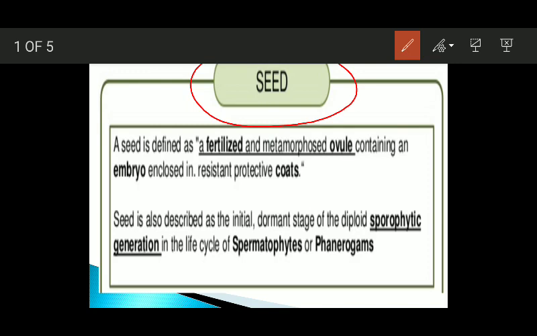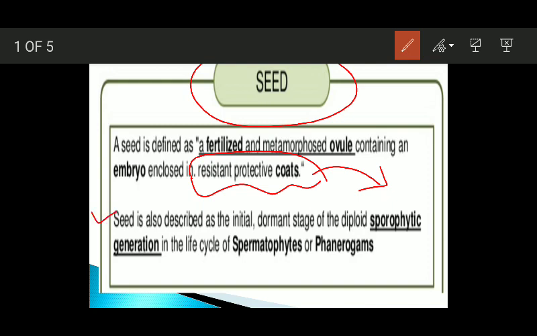टेक्निकली हम सीड को डिफाइन कर सकते हैं। It is defined as a fertilized and metamorphosed ovule containing an embryo enclosed inside it. And this seed, it is having resistant protective coats. It contains seed coats which are resistant. A seed is defined as a fertilized and metamorphosed ovule containing an embryo enclosed in it.